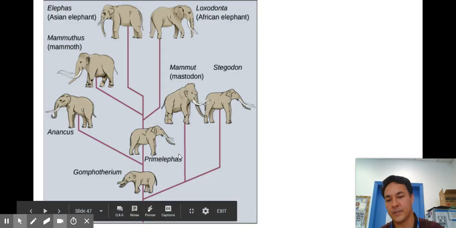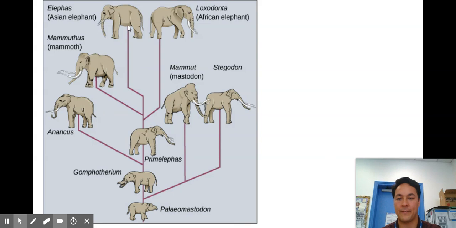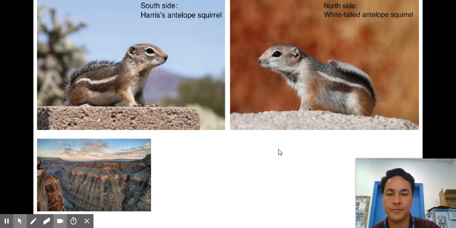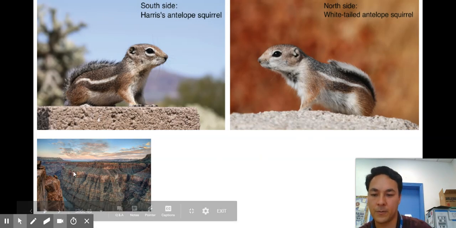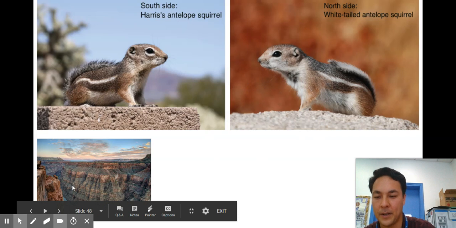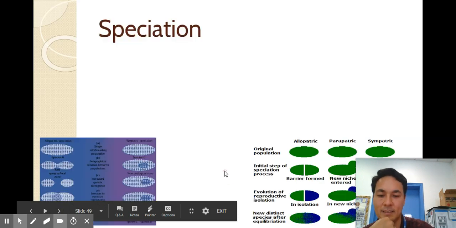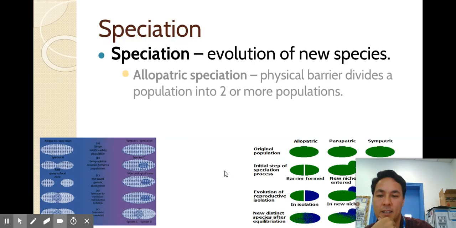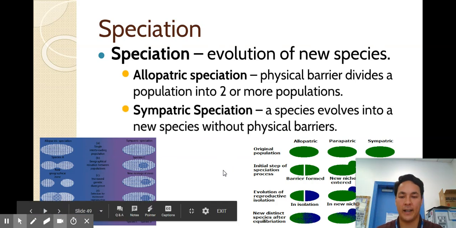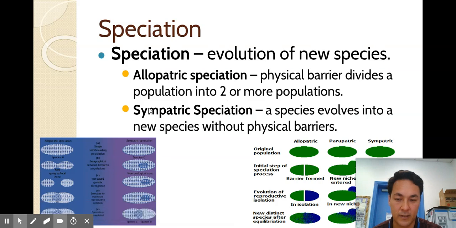So how did it become separate? Hopefully you remember. So here's an example with elephants, the African elephant and the Asian elephant. Here's an example with different types of squirrels. And so they had some type of barrier. They had the Grand Canyon here. And so how does it work? They need to be geographically isolated or sympatrically isolated. I'm not going to worry about this for our class.